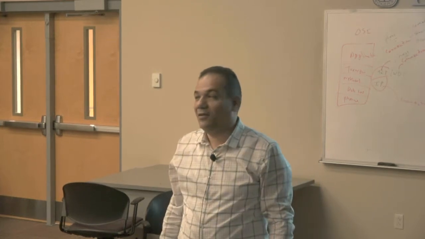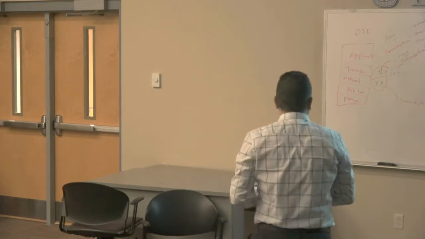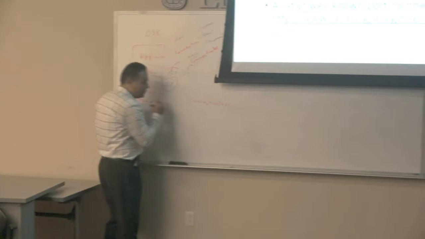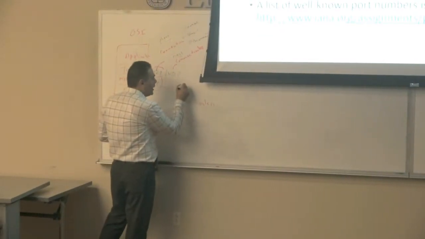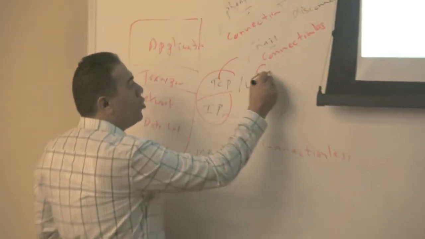Sender, receiver. What? The physical. There's the physical address. We call it the MAC, the physical or MAC address. You remember the MAC address? And there is the IP address. Okay? And there is a port.